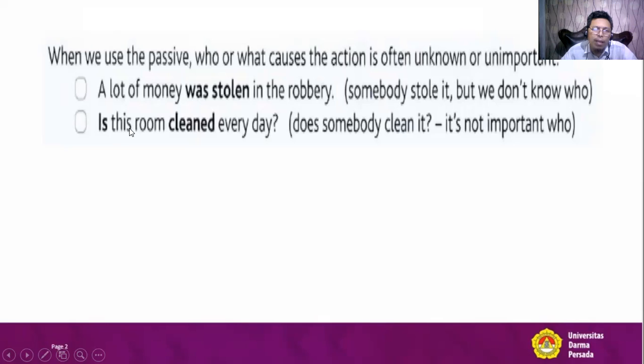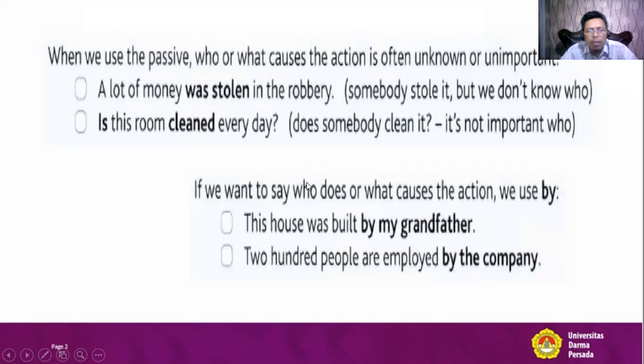Is this room cleaned every day? We have the combination of is and cleaned, even though this is a question. Or we can say, does somebody clean it? Yes, somebody cleans it, but it is not important who. So that's actually the function of the passive: to tell something is done, but we don't think that the doer is important.